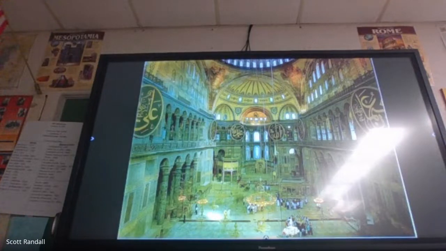That's created some controversy because when it reverts back to a mosque, they're going to have to paint over all those mosaics they had uncovered. So the UN is a little concerned by this. Many people claim it's basically Erdogan pandering to his religious base, the very conservative Muslims in Turkey. So it may be in the news again. We don't know, but like I said, it was just last year that they changed that.